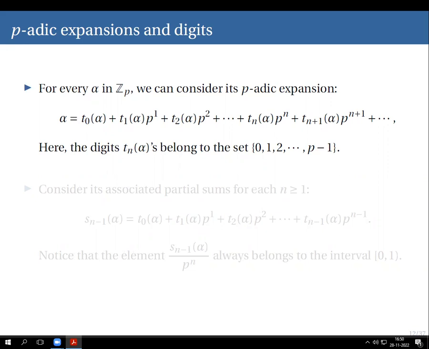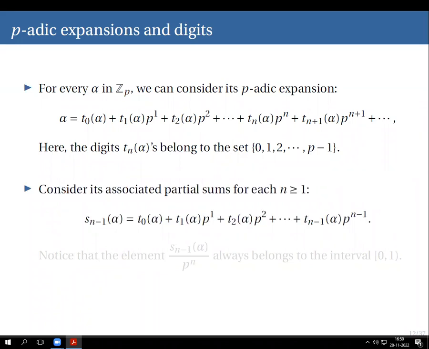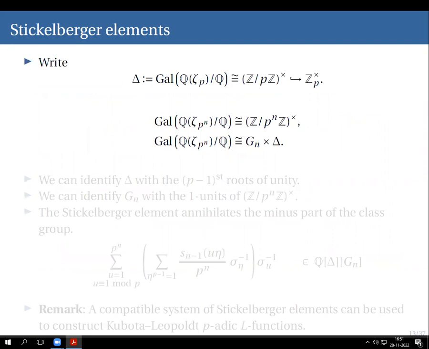It's like a base p expansion, and the only difference is that the exponent of p is allowed to go to infinity. And then once you have this p-adic expansion, you can look at the associated partial sum. You can just truncate it at some nth level. That's this associated partial sum truncated at level p to the n minus 1. And then if you divide by p to the n, you get an element of 0 to 1. So this is the partial sum, and this is the normalized partial sum.